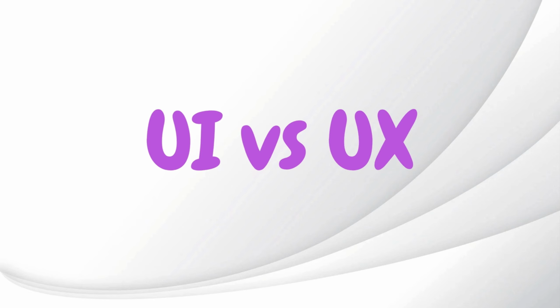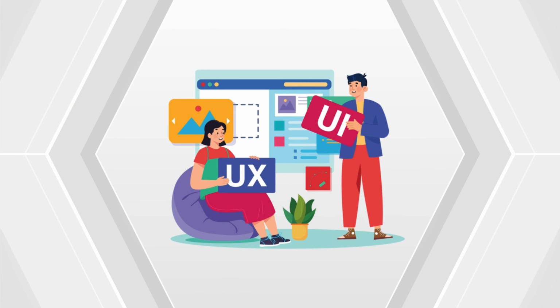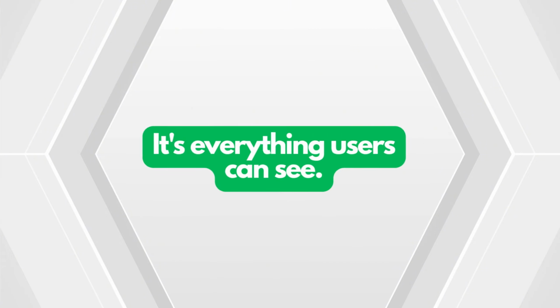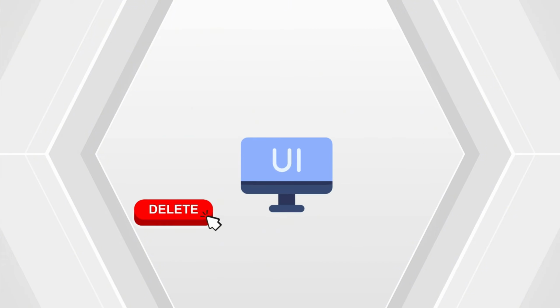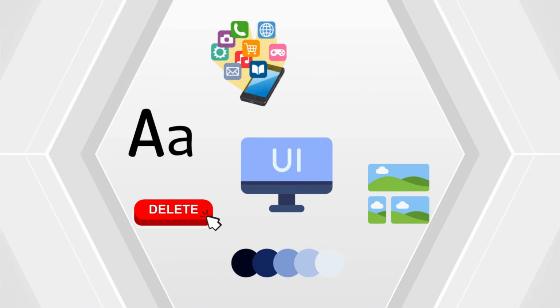UI versus UX. You'll hear 2 terms all the time, UI and UX. Let's make them easy to understand. UI stands for user interface. It's everything users can see. The buttons, colors, icons, typography, images, spacing. Basically, the visual appearance of the app or website.